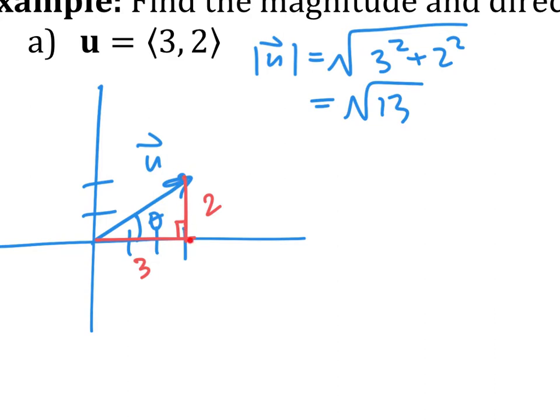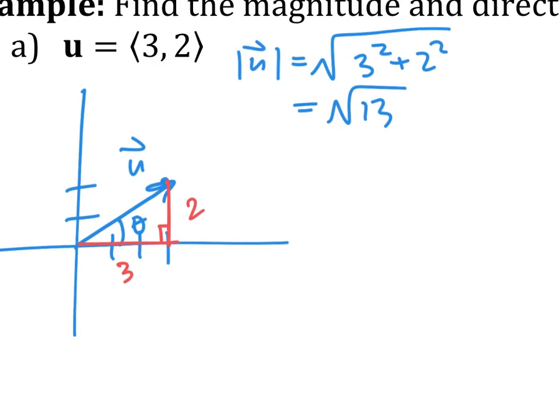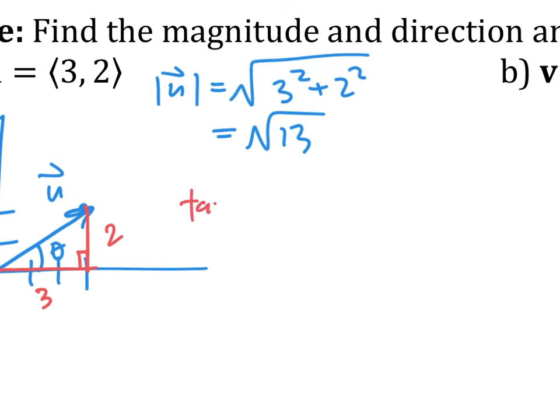Well, this is the opposite side. This is the adjacent side. Therefore, we use tangent. So tangent theta is opposite over adjacent. And now we just have to find theta. So to get rid of tangent, you always use the opposite function, which is inverse tangent.